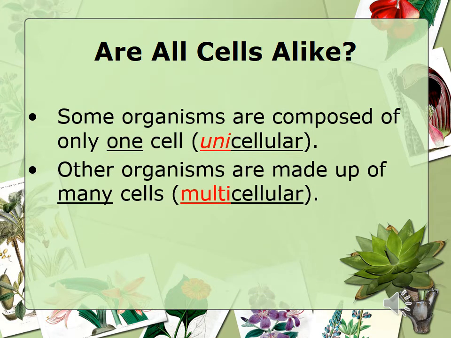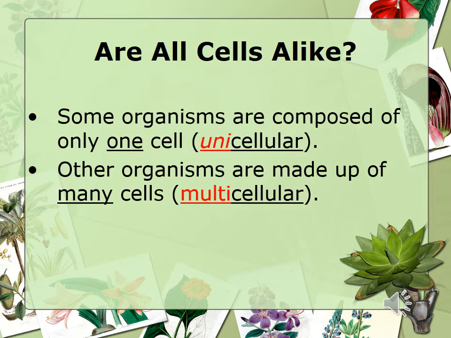Okay, so are all cells alike? Well, we find out that they're not. There are some organisms that are only made of one cell. We call those one cell organisms unicellular or single celled organisms. So we're going to refer to them a lot as unicellular.